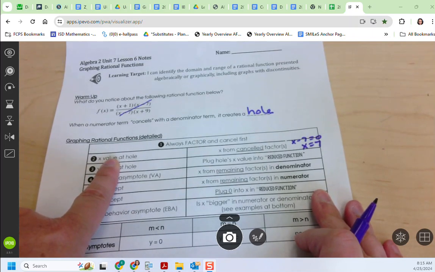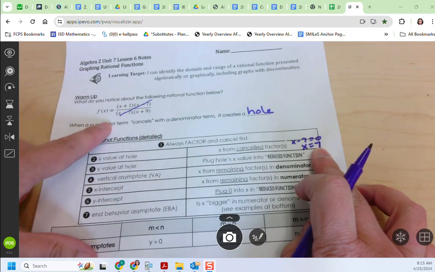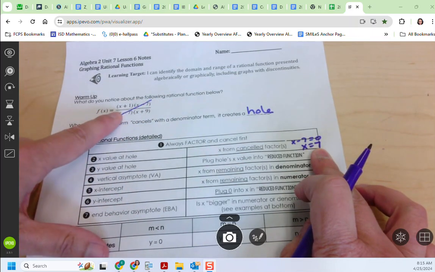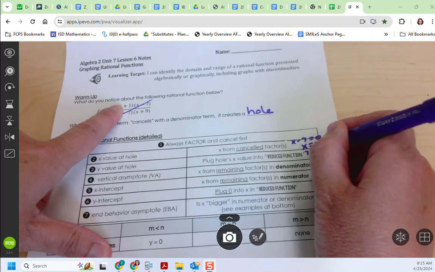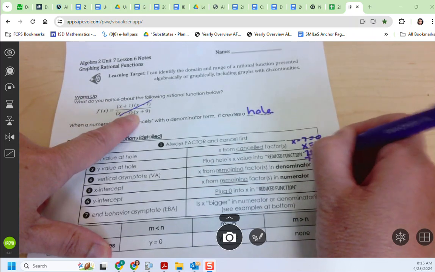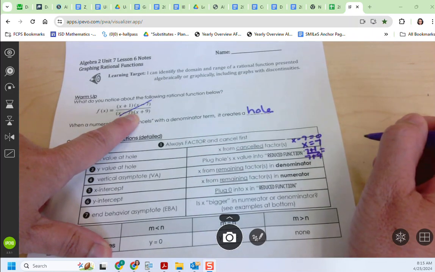But the hole has two coordinates, an x-coordinate and a y-coordinate. So to find the y-coordinate, you put 7 into the reduced function. The reduced function is what's left after you cancel this out. So 7 plus 1 over 7 plus 9 gives me 8 over 16, which is 1/2.